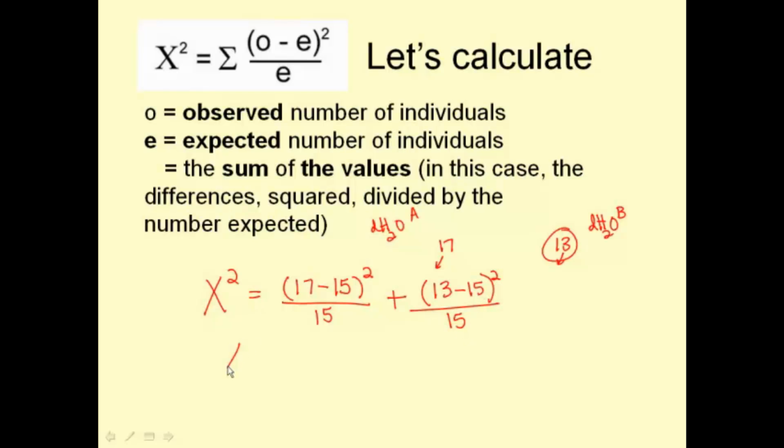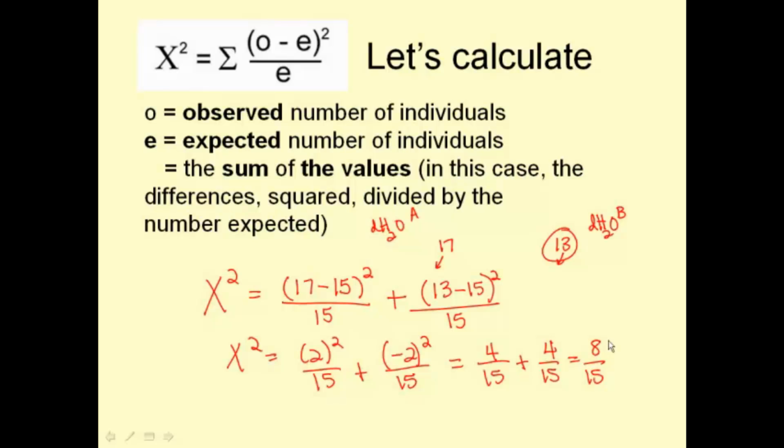So now our chi-squared is equal to 17 minus 15, which is 2 squared over 15, plus 13 minus 15, negative 2 squared over 15. So that's 4 fifteenths plus 4 fifteenths equals 8 fifteenths.